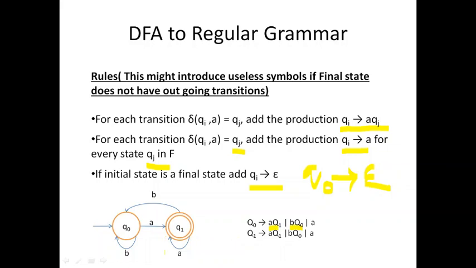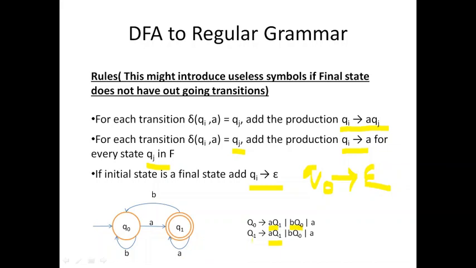Now let us look at the final state Q1. Q1 also has two transitions, and one transition is back to itself, and Q1 is a final state. So you will have three productions in total. On a, Q1 has a transition back to Q1.